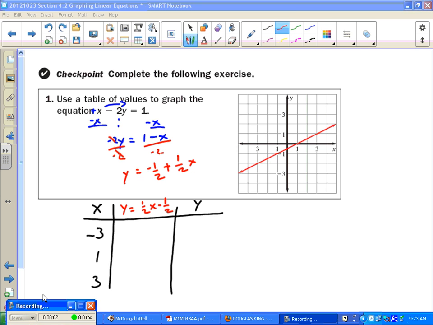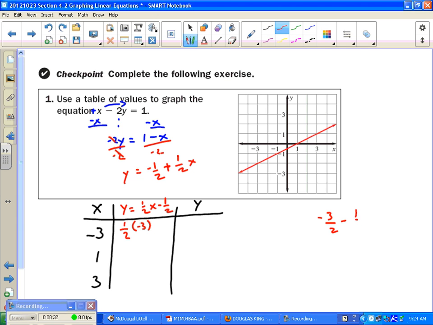And then using the numbers negative 3, 1, and 3. I just picked those using the picture that I looked at. When you plug in negative 3, it becomes 1/2 times negative 3. That gives you negative 3 over 2 minus 1/2. Negative 3 over 2 minus 1/2 is going to leave you with, and I'll put it out here so we can show it, negative 4 over 2, which simplifies to negative 2.